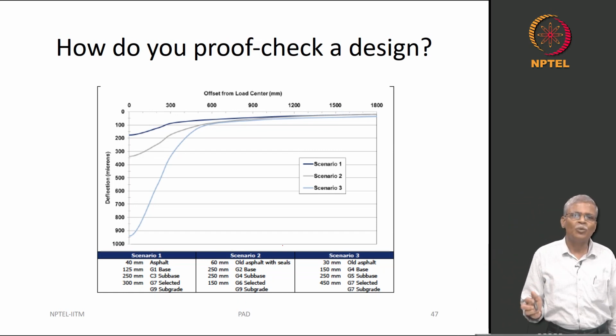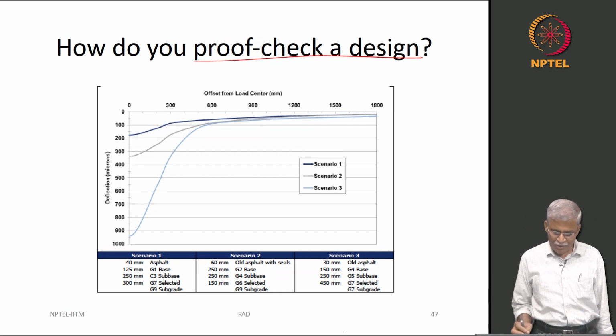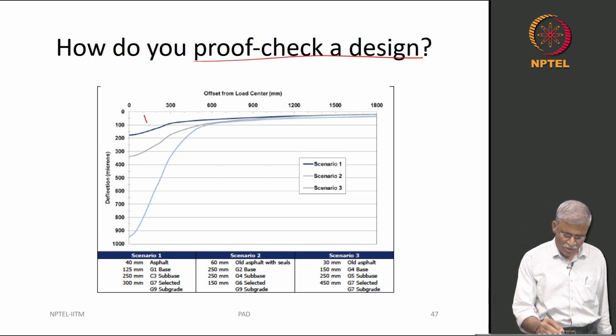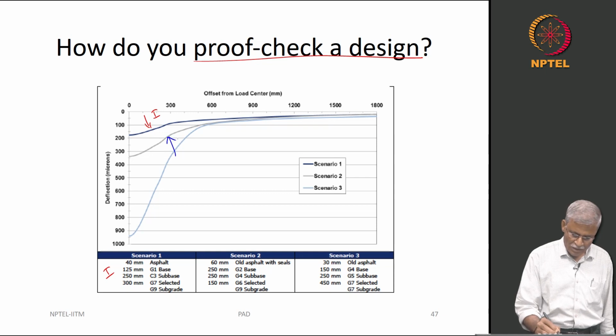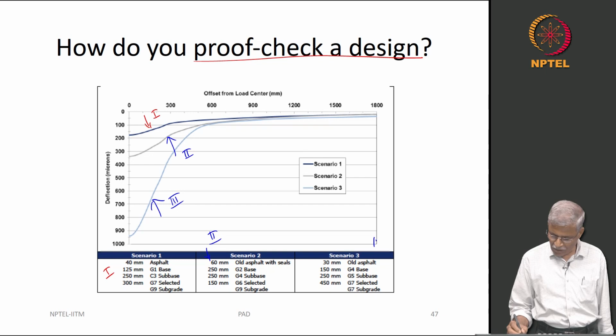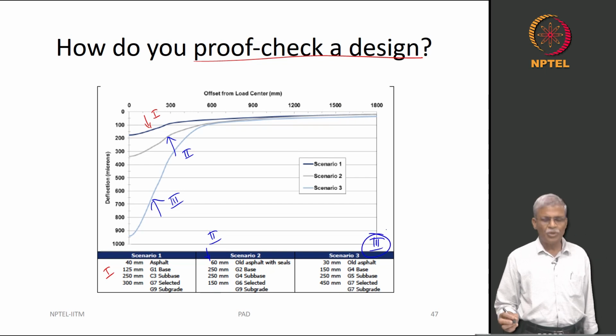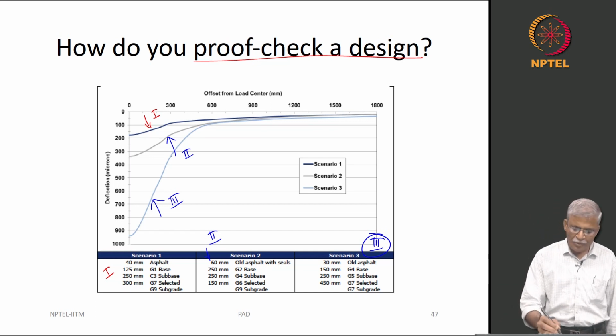So, how do you really proof check your design? This is the point. In fact, there are 3 scenarios that are given here. So, this is scenario 1 which corresponds here, this is scenario 2 that corresponds here, and this is scenario 3. The difference between a new pavement and the old pavement and a pavement somewhere in between can really be assessed by looking at this.